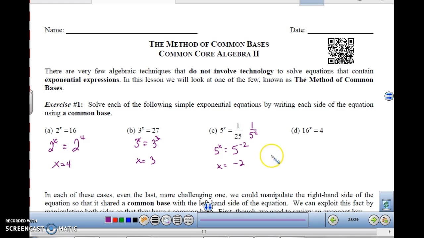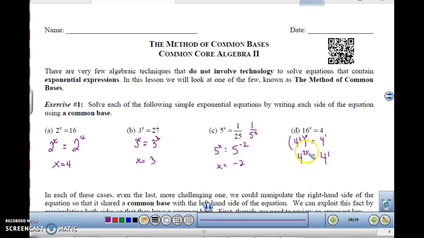All right, 16 to the x is equal to 4. Well, let's see. 4 is really 4 to the 1st. How do we write 16 as a base of 4? Well, 16 is actually 4 squared. Well, power to a power, what do we do with the exponents? We would multiply them. Power to a power. So this is actually going to be 4 to the 2x is equal to 4 to the 1st.